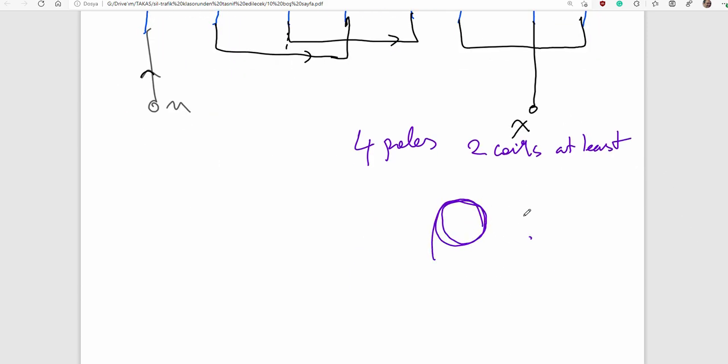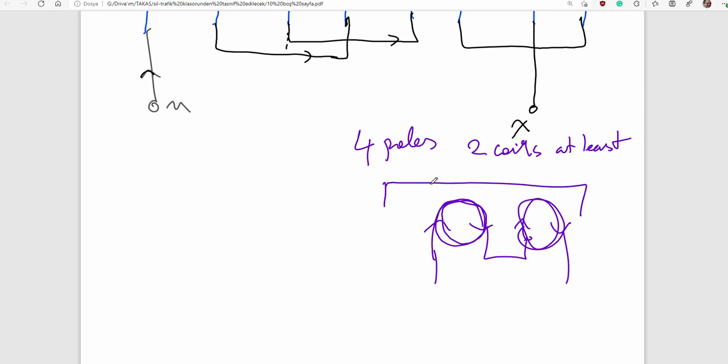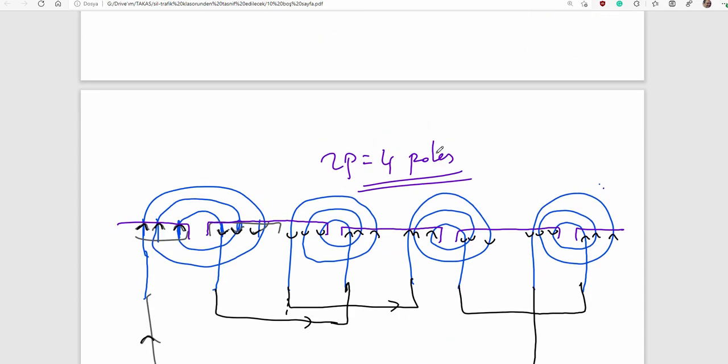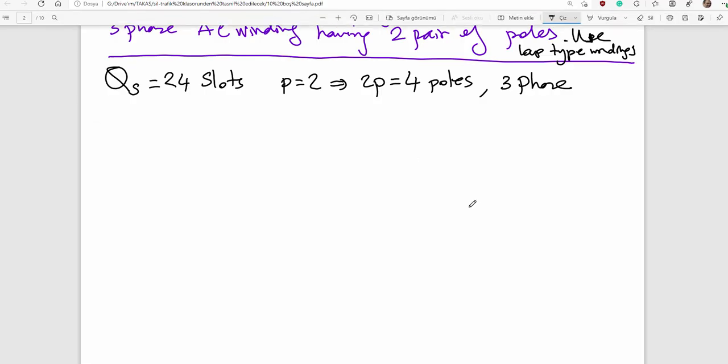2 coils, 1 coil, another coil, connect, up, down, up, down. You have seen 4 current chains producing 4 poles. Each coil produces 1 pair of poles at least. But there are some other arrangements like this, making a different number of poles. It is possible, but it is not general. Okay, I delete this and then continue our topic.